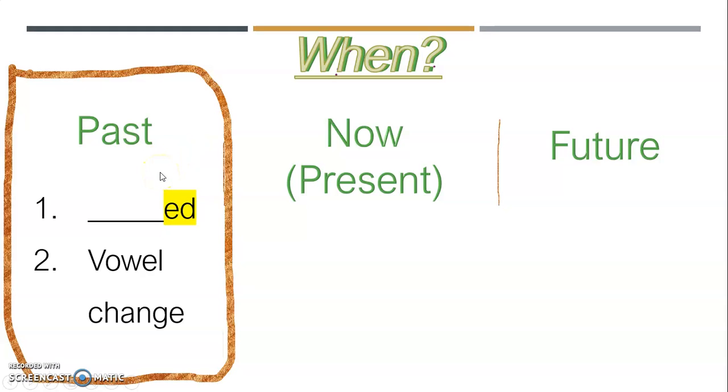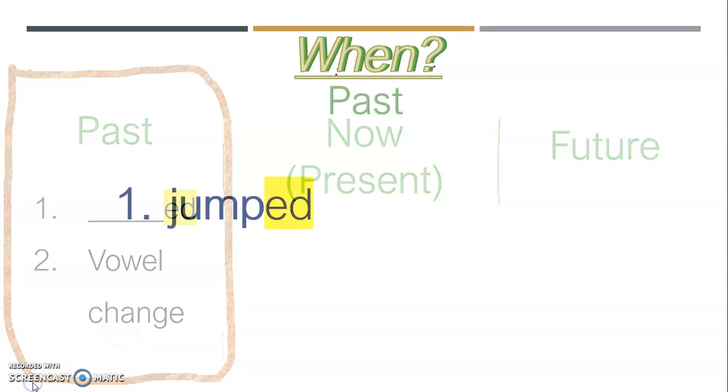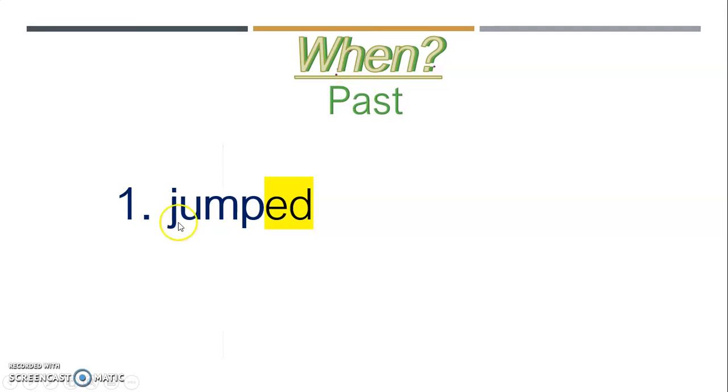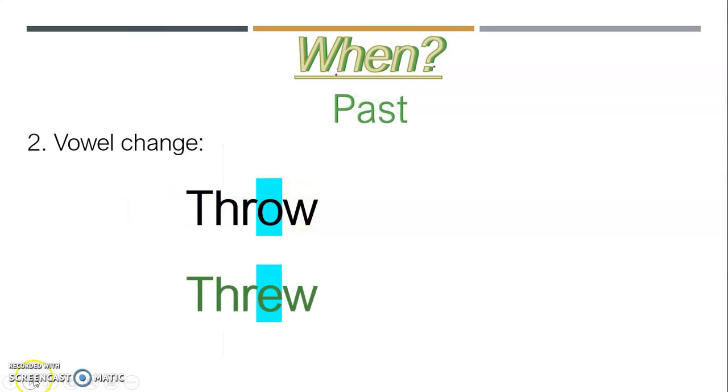Now there's 2 ways that a verb can show you it's already happened. It'll either have ED at the end, or a vowel will be changed, or some kind of spelling change, right? So 2 ways. ED, which is the first one. So here I have the verb jump, and I add ED at the end, and now it says jumped. Jumped. So I know that already happened. They're not jumping anymore.